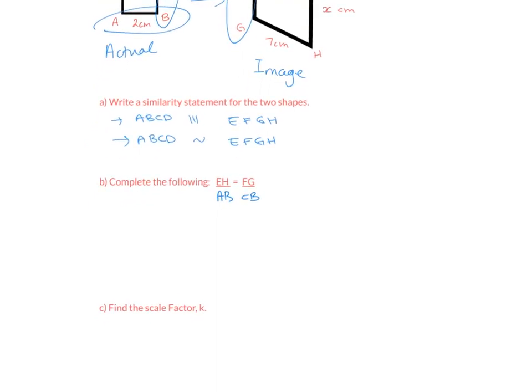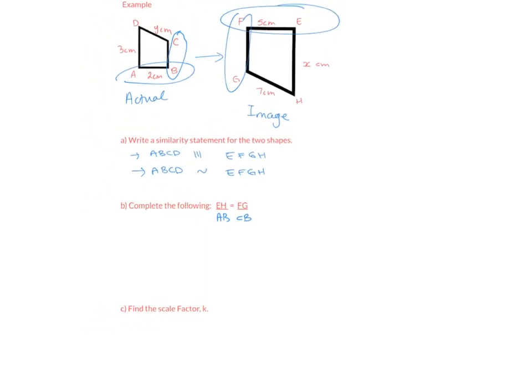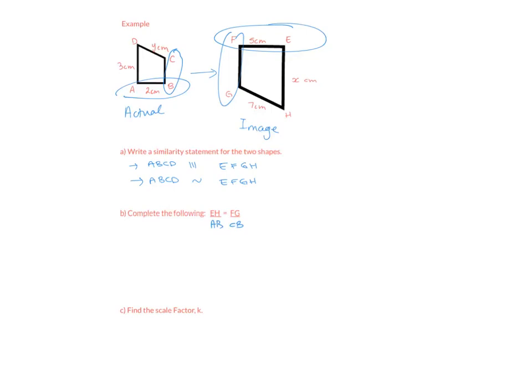Now it says find the scale factor K. I need to find the scale factor. I have to use the two sides that are given in both the actual and the image. When I have a quick glance at the two trapeziums, I can see that this is the base. So it's AB and EF that's being given in both.